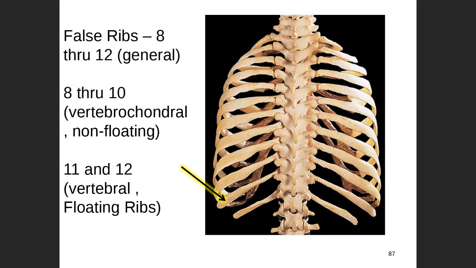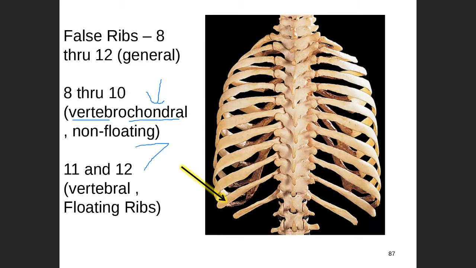So 8 through 12 are false ribs, but their costal cartilage is going to attach onto the costal cartilage of rib 7. So we call those vertebral chondral, chondral being cartilage. It originates on the vertebrae, then it inserts onto the costal cartilage of rib 7.